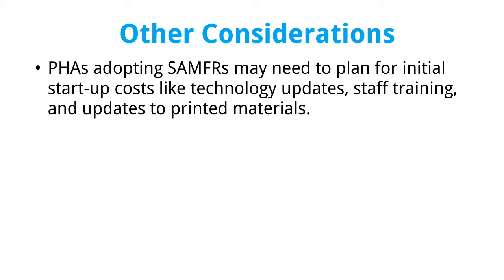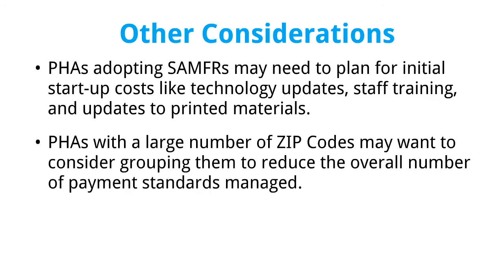Implementing small area FMRs and changing the payment standard may affect the rent paid by the tenant and the subsidy paid by the PHA. More specifically, this change may be realized in a family's rent burden and the PHA's per unit cost. PHAs can use HUD's payment standard tool and 2-year tool to analyze the impacts of these changes on their program. In some cases, small area FMRs may only vary by a few dollars among several zip codes. In these instances, it may make sense to group several zip codes into one payment standard area for the sake of streamlining.